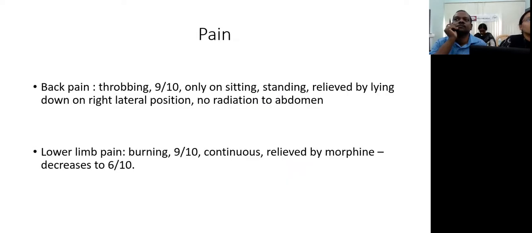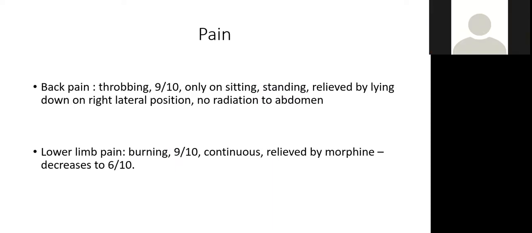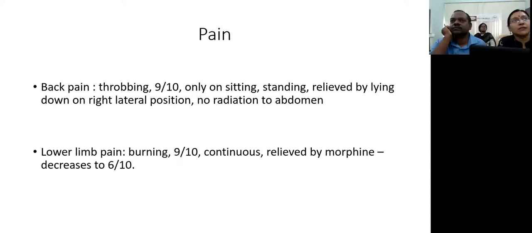Her pain presentation was lower back pain as well as pain in the lower limb. The back pain was a throbbing type of pain that was only on sitting and standing, and was relieved by lying down in the right lateral position. There was no radiation to the abdomen, and the pain score was 9/10. Her lower limb pain was a burning type, which was continuous and was relieved with morphine. The pain score decreases from 9/10 to 6/10 with morphine.